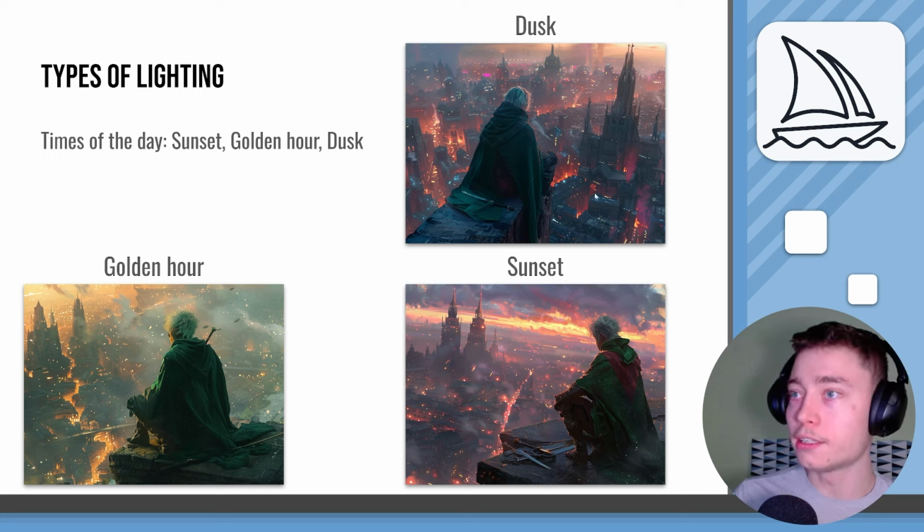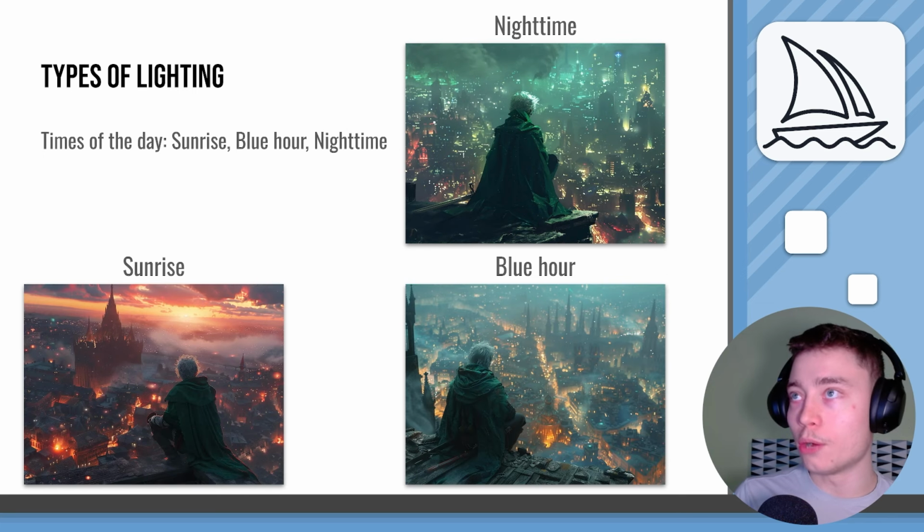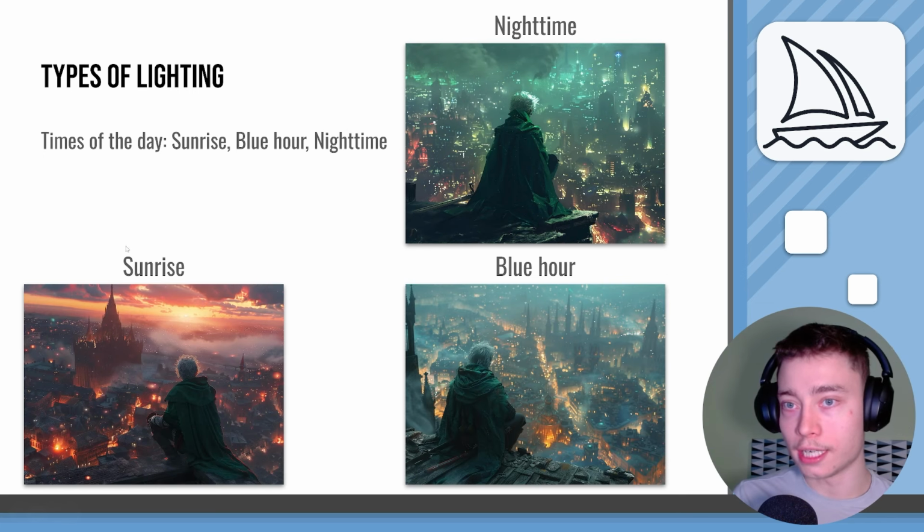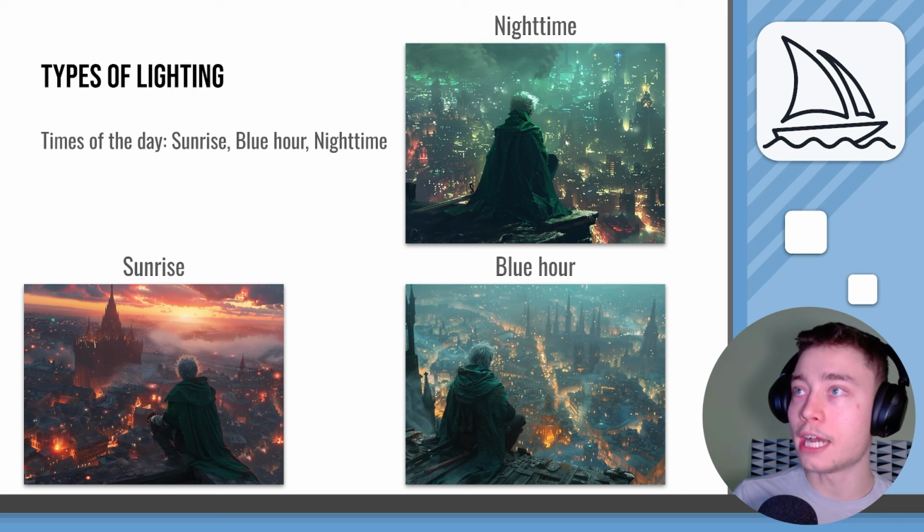Sunset and dusk, the difference between these two is more nuanced, but if you have a trained eye, you can definitely see it. Sunrise, blue hour, and nighttime. So sunrise, blue hour, and then nighttime.